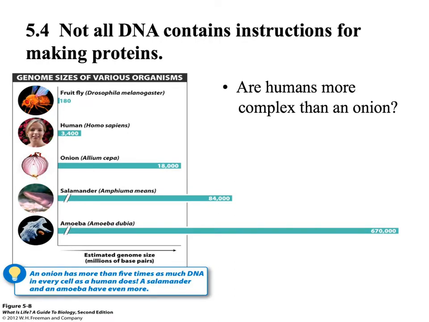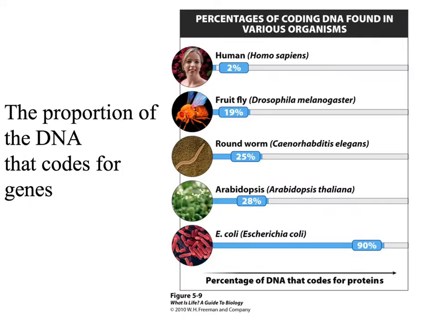We have already seen how many organisms have different numbers of chromosomes based on which species they are. It is also interesting to see that not all organisms contain the same amount of DNA in their genome. Humans actually have much less DNA than an onion, a salamander, or an amoeba. However, humans are more complex than these other organisms. So, DNA amount does not correlate with complexity of an organism.